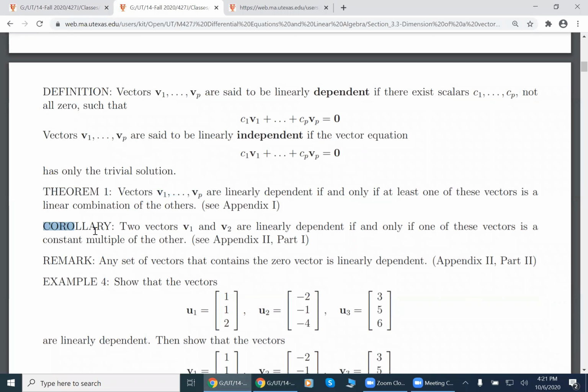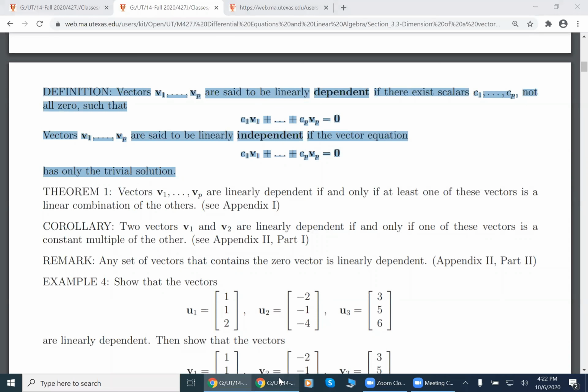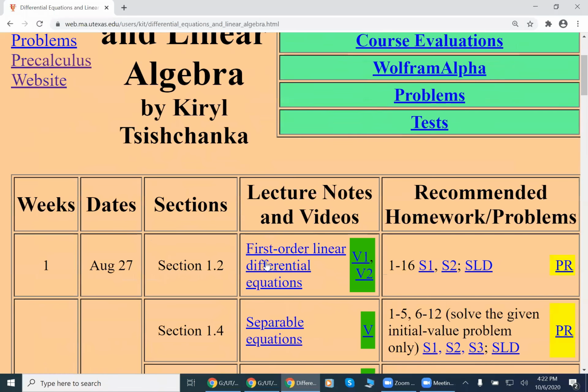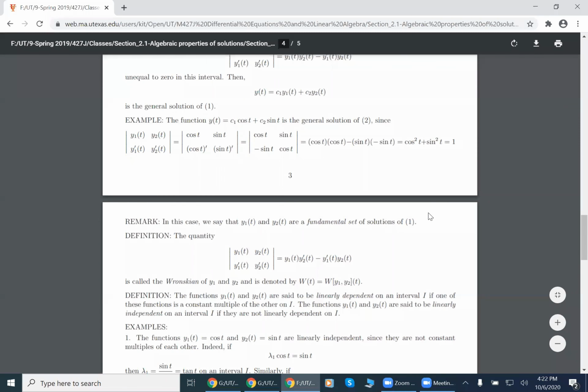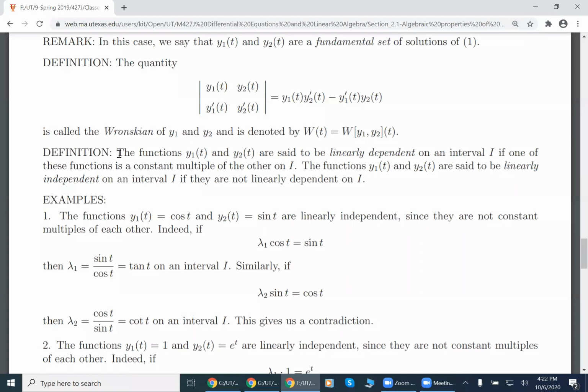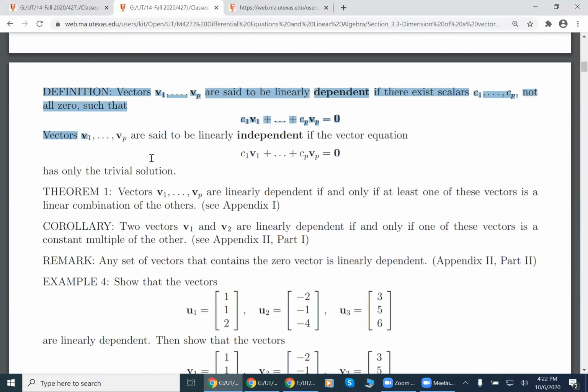Now take a look at the corollary. The corollary says that two vectors V1 and V2 are linearly dependent if and only if one of these vectors is a constant multiple of the other. Now we see the relationship between what is written here and the definition of dependence that we discussed several classes ago in section 2.1. Remember, in section 2.1, we discussed the definition of dependence for the first time. But over there, we had only two functions. The big question is, what is the relationship between this definition and this definition?